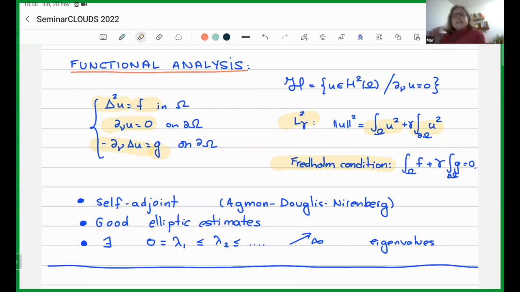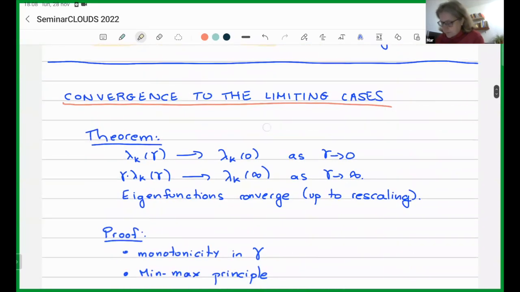Now, more importantly, a fourth order operator may not be self-adjoint, but here we are choosing the right boundary conditions so that the operator is self-adjoint in the classical sense. So then you know that it has good elliptic estimates, and you have a sequence of non-decreasing eigenvalues starting at 0. All this is standard, but think, okay, I have a nice operator, elliptic, and it behaves well, so let me now understand the spectrum, or the first non-zero eigenvalue.